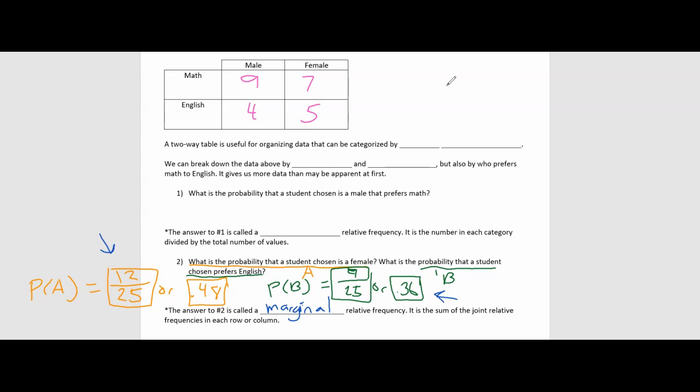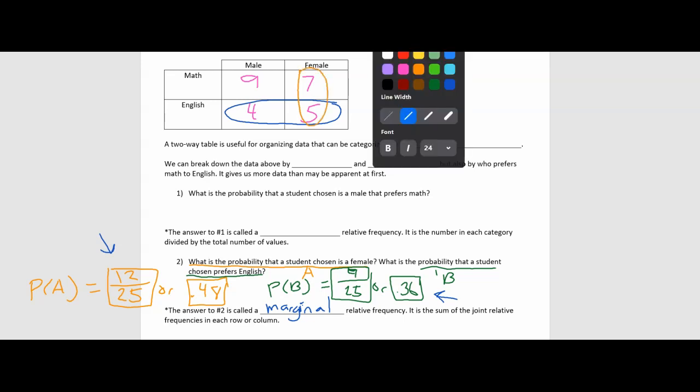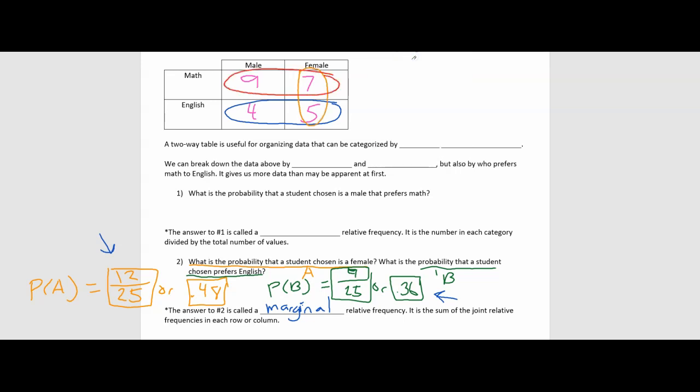That's when we're going to be finding the total number in a row divided by the total in the entire table. So all of the students that preferred English compared to the total, or all of the females compared to the total. We could do all of the students that prefer math. We could just do all the males. So we're just comparing entire rows or entire columns to the total number of outcomes, in this case, students.